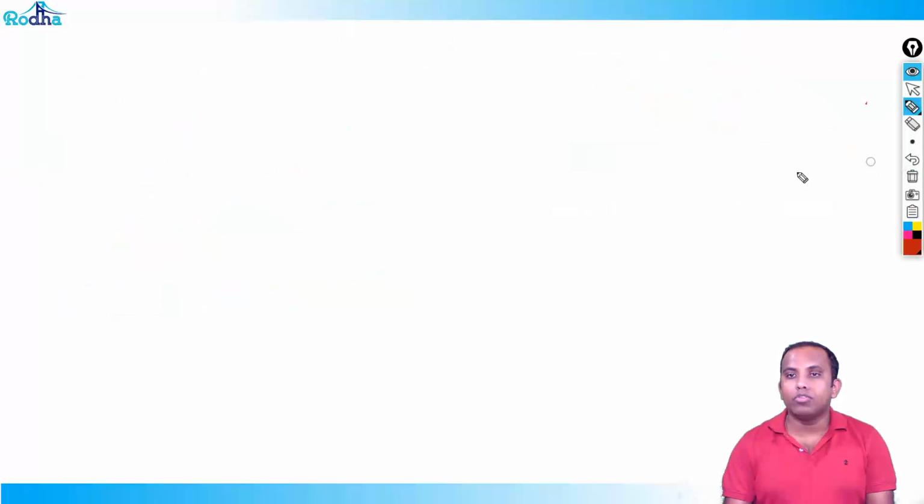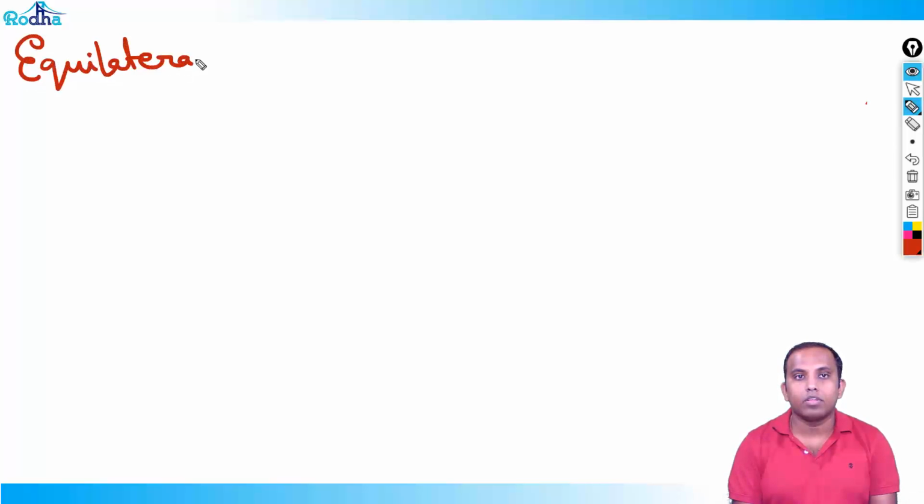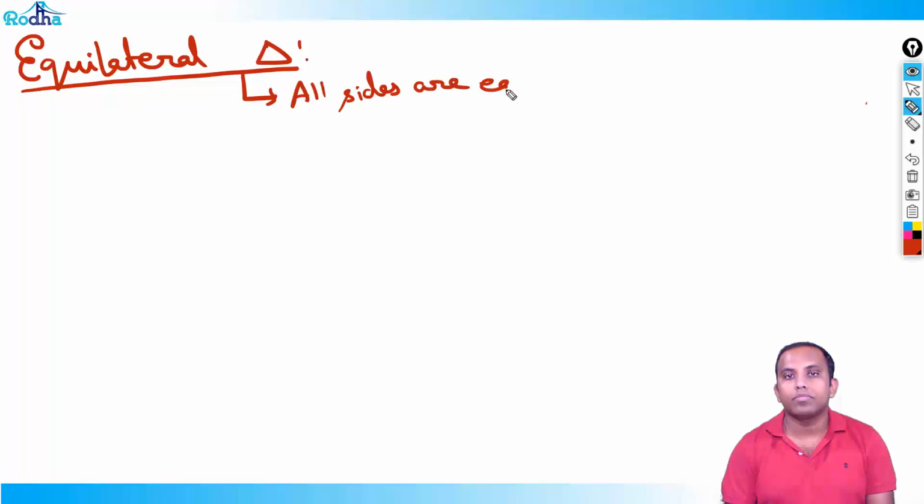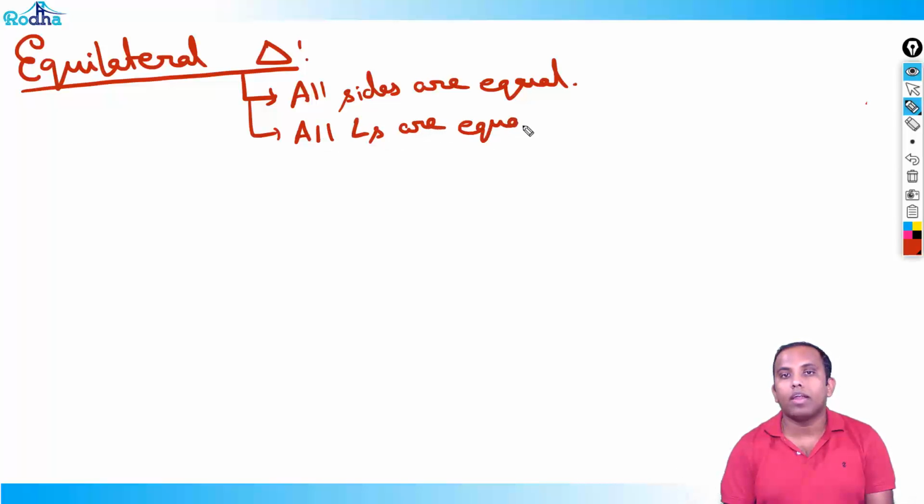Right now, I'll use it in the case of the equilateral triangle. We'll discuss all the concepts about the equilateral triangle, and we'll apply the 30, 60, 90 concept also. See, what is an equilateral triangle? In an equilateral triangle, first of all, all sides are equal. That we know, obviously. All angles are equal, and they're equal to how much? 60 degrees.